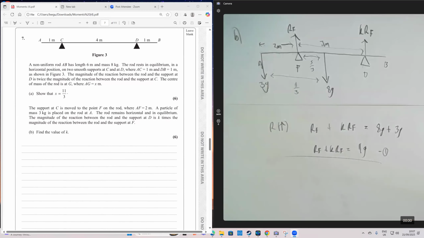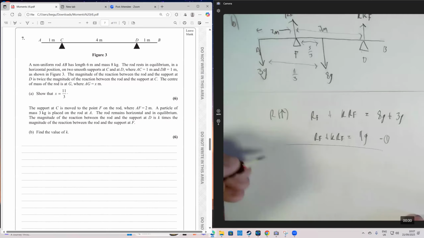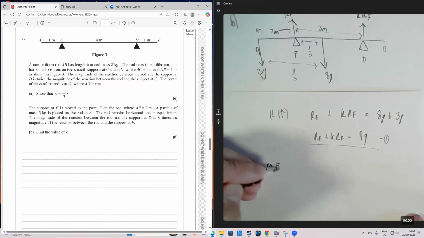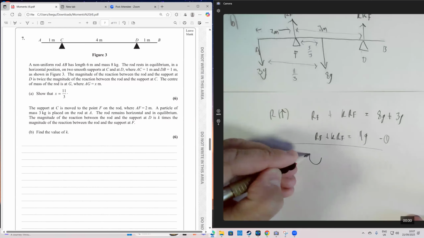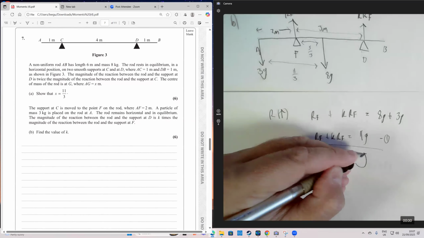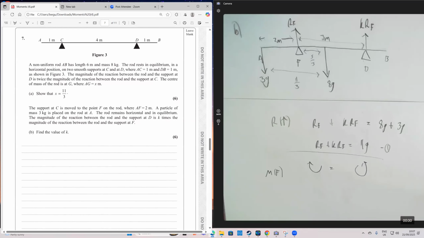Let us now find an expression. We're going to take moments, and I think it would make sense in this case for us to take moments about F. So we're now going to take moments about F. Let's do that. So moments about F: the sum of our clockwise turning moments is going to equal the sum of our anti-clockwise turning moments.